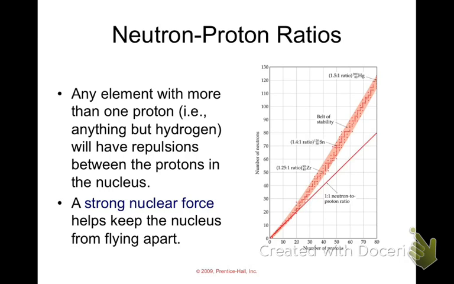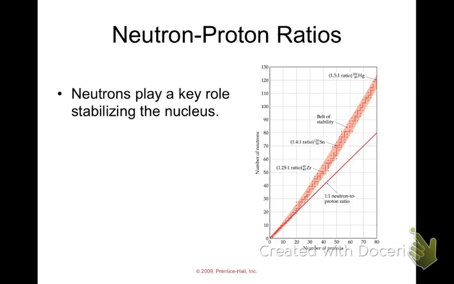There's something called a strong nuclear force, okay, and that keeps the nucleus from flying apart. So there's some attractive force that's greater than that repulsive force holding these nucleons together in the nucleus. As it turns out, you can look at the neutrons as being kind of a buffer between those positively charged protons in the nucleus, and they add a stabilizing effect and allow that nucleus to stay together.